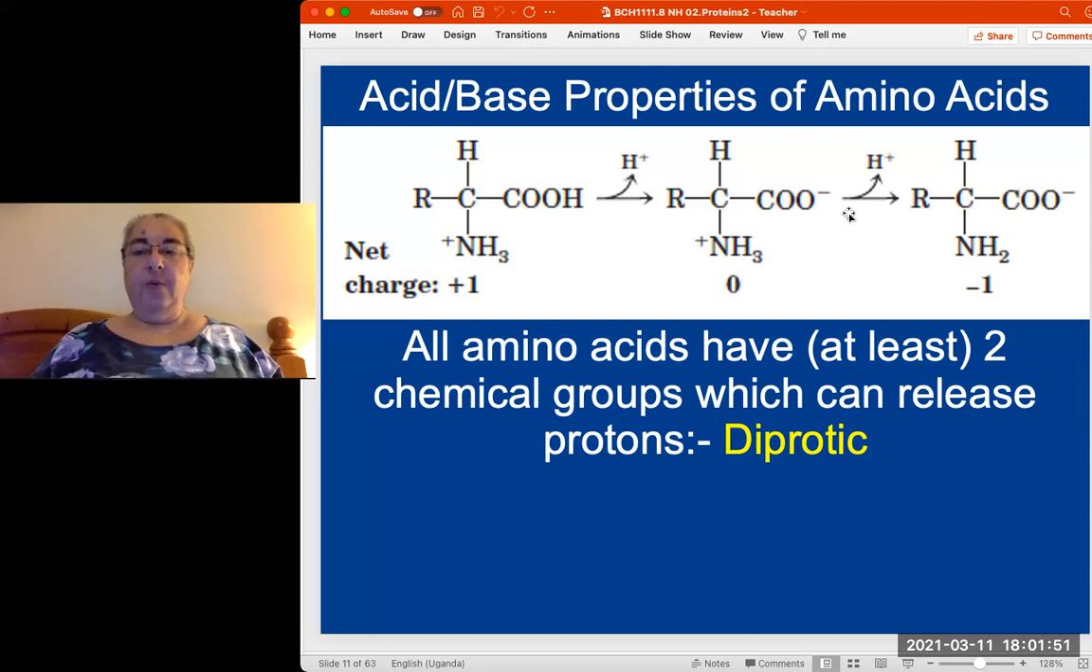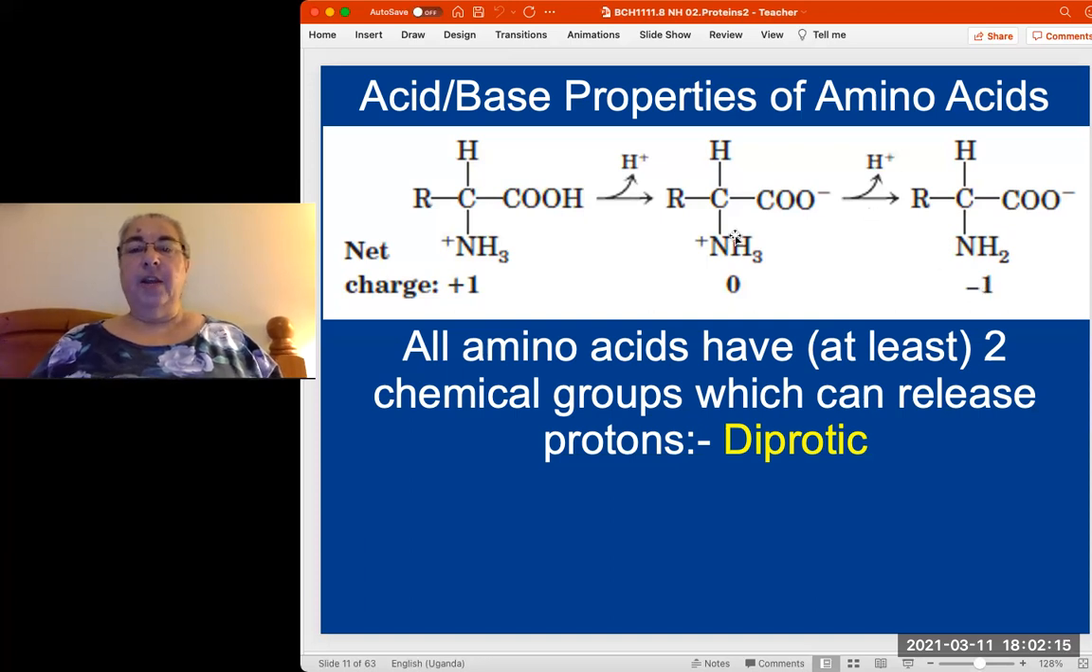And now we see the hydrogen ion being released from the amino group. So we go from NH3 with a positive charge to NH2. And now overall, the molecule has a charge of -1. Okay, so +1, 0, -1.